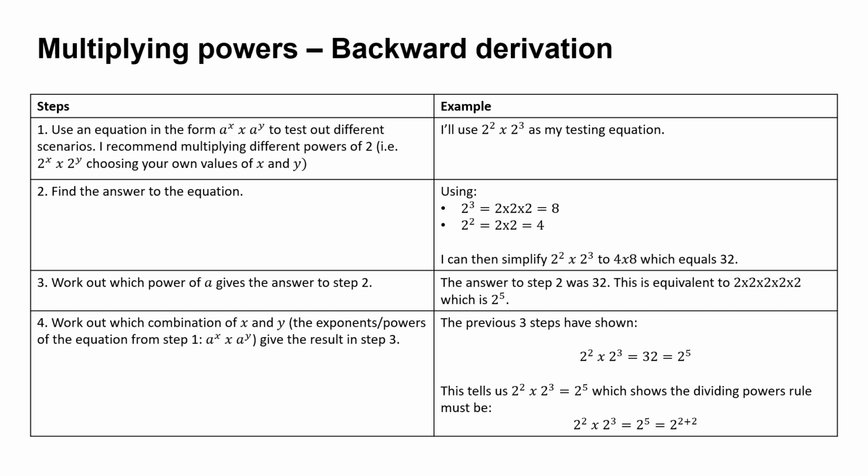So now we can pull this all together to show that when we have this question, 2 squared times 2 cubed, we worked out that this was 32. And then we worked out that that was equivalent to 2 to the power of 5. Using this information, this is enough to infer what the rule is. So we can see that the rule must be, when you have an equation like this, you have to add the powers together. So we can see we've got 2 squared and 2 cubed, so we add the 2 and the 3 to get 5 in the 2 to the power of 5.